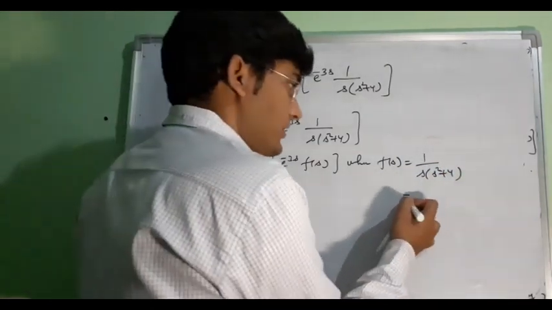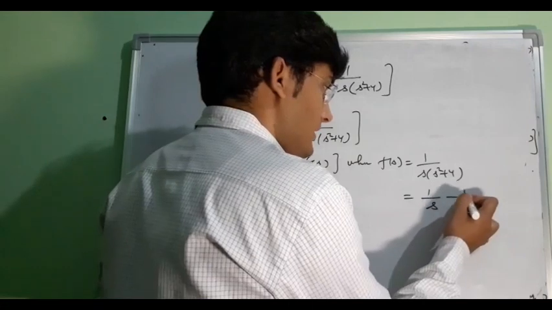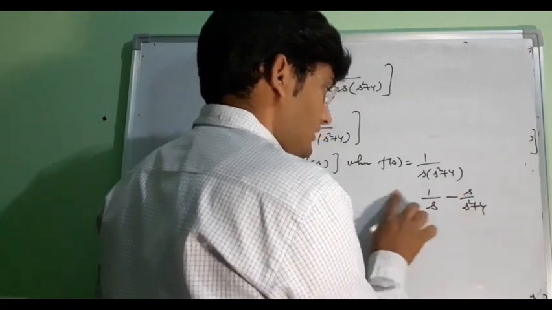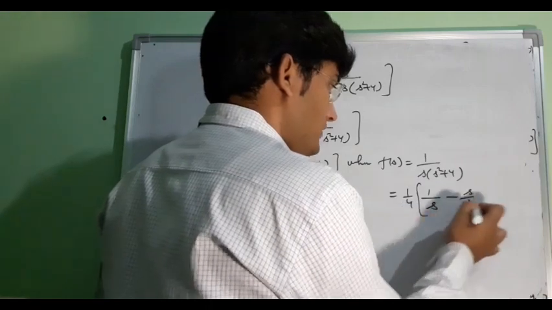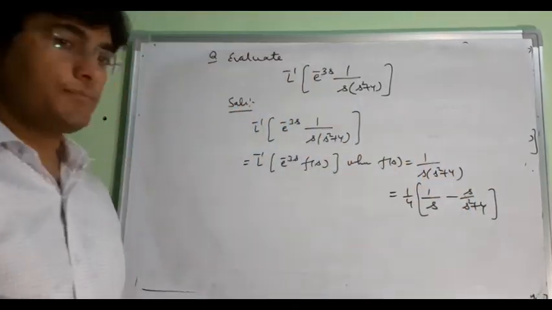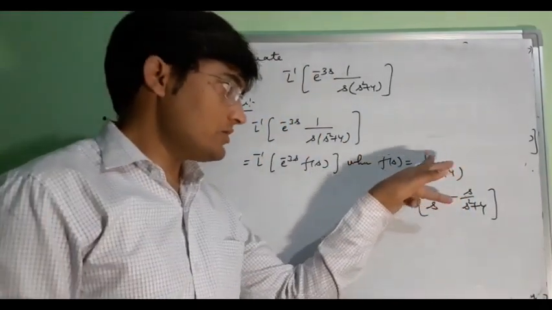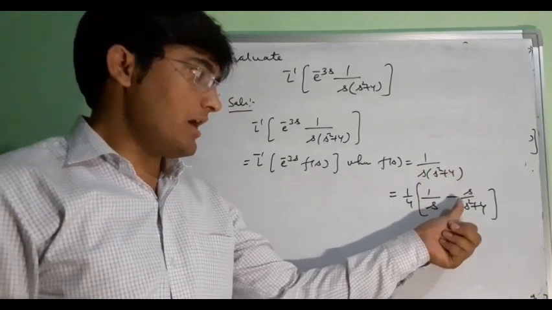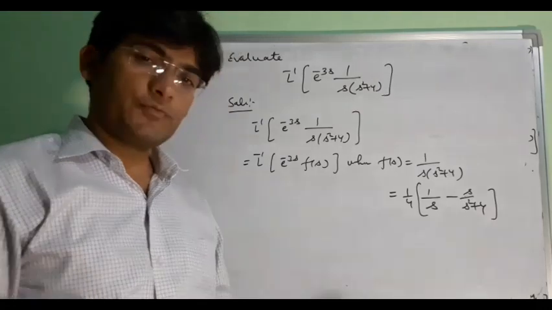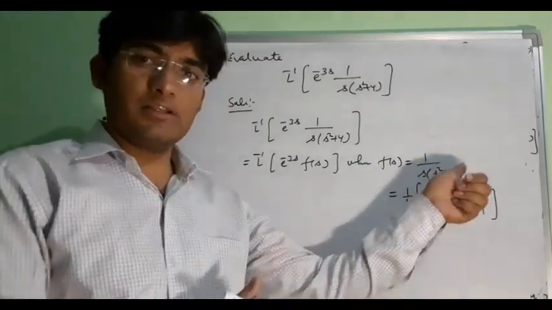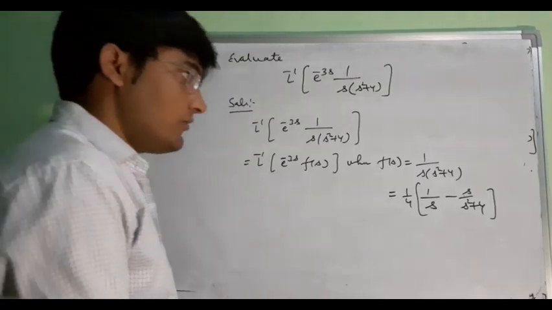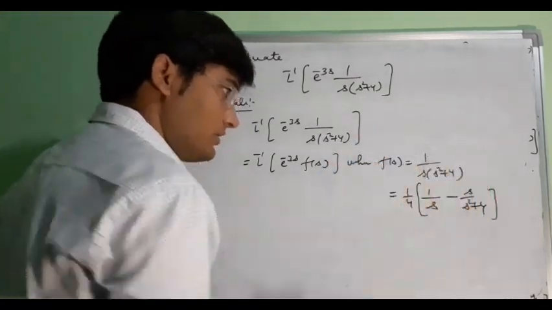Now on partial fraction we will get 1/4 times (1 upon s minus s upon s² + 4). This is the partial fraction of this one. You can write it as A upon s plus (Bs + C) upon s² + 4. So on evaluating the values of A, B, C, we will have this result.